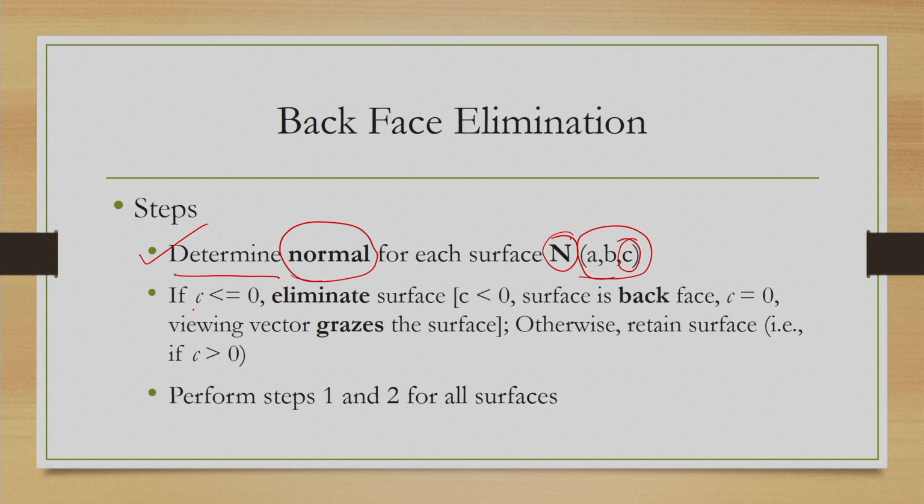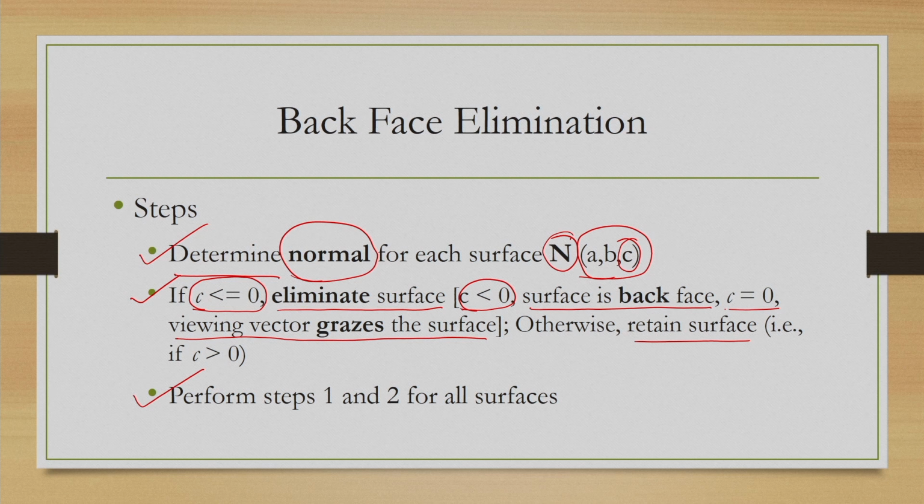If this z component, the scalar component, is less than or equal to 0, then we eliminate that particular surface, because when the z component is less than 0, the surface is a back face, whereas when it is equal to 0, the viewing vector actually grazes the surface. In that case also we consider it to be a back face. Now, if c is greater than 0, then we retain the surface, it is not a back face. And we perform these steps 1 and 2 for all the surfaces in a loop.